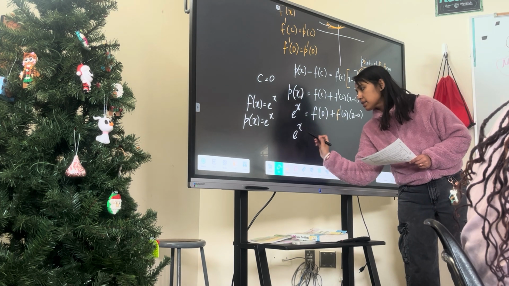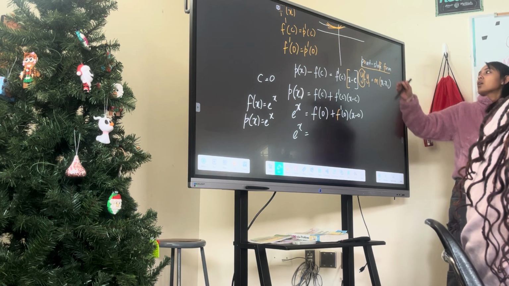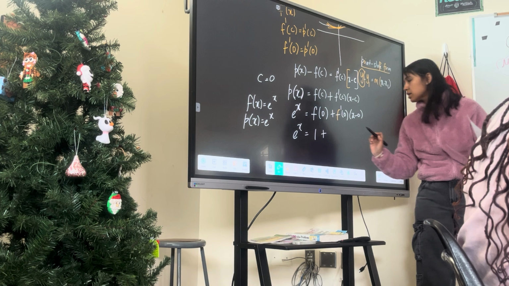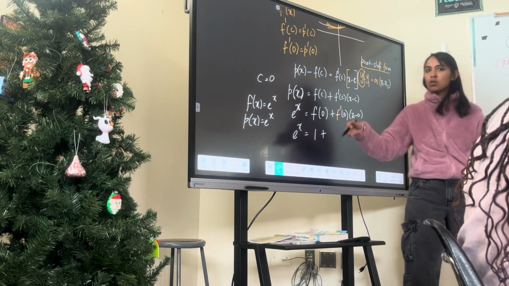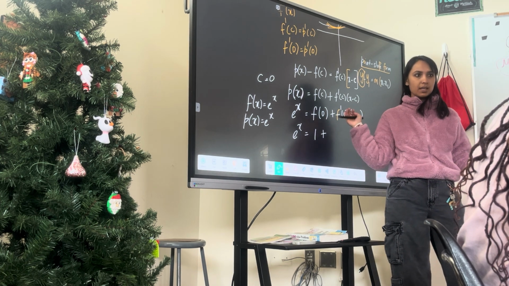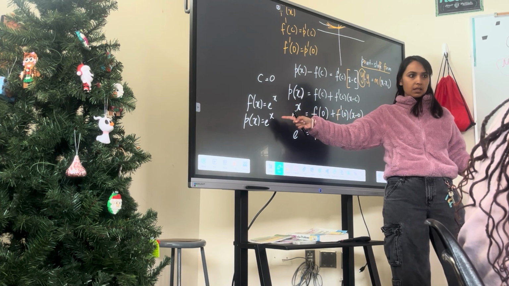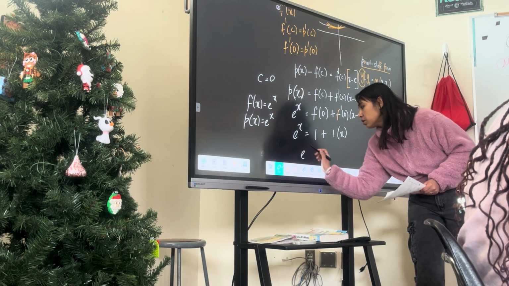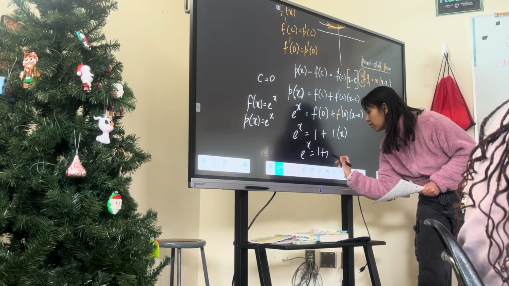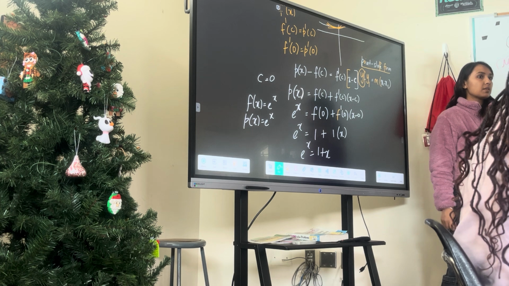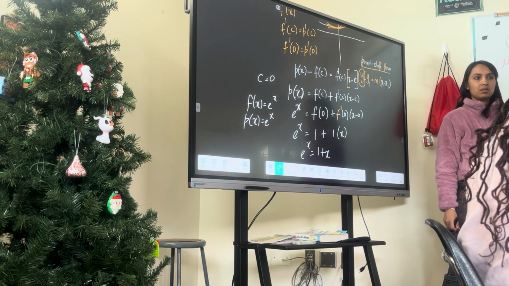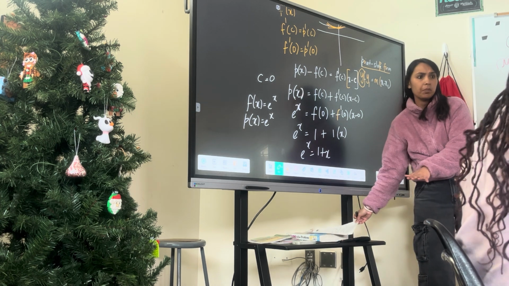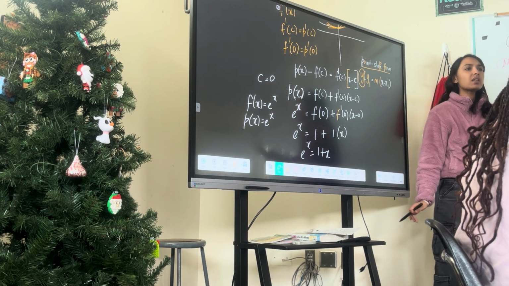And so e to the x is actually, what is f of 0 in this case? 1, plus, what is f prime of 0? Also 1, because the derivative of e to the x is e to the x, times x. So e to the x is approximately 1 plus x. The expansion as I know it. But it's not exactly 1 plus x. This is just an approximation.